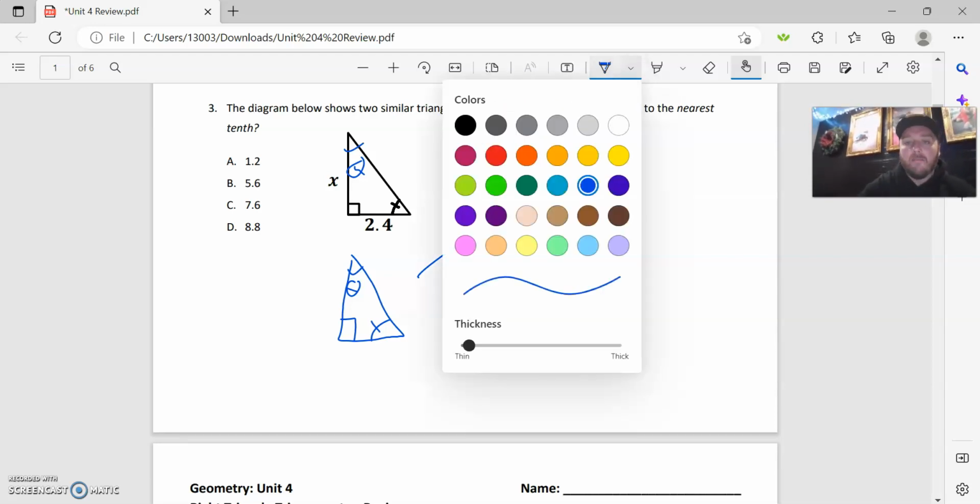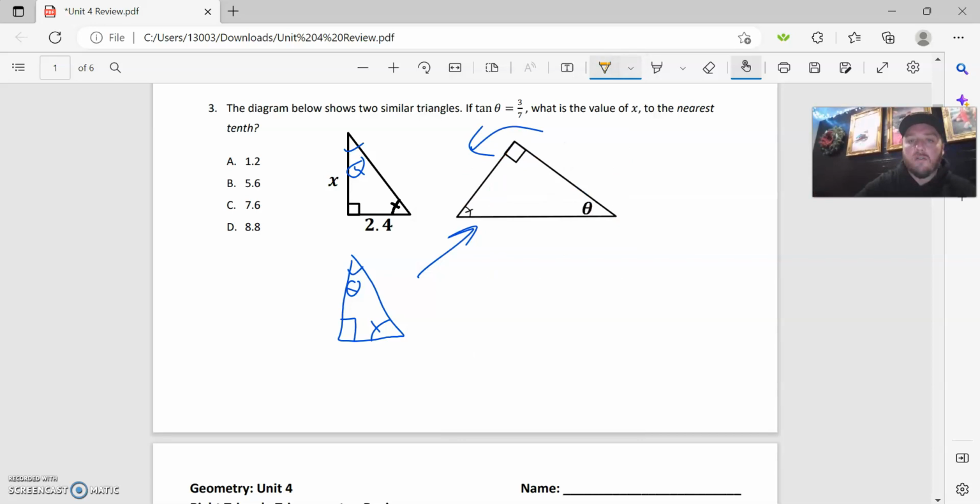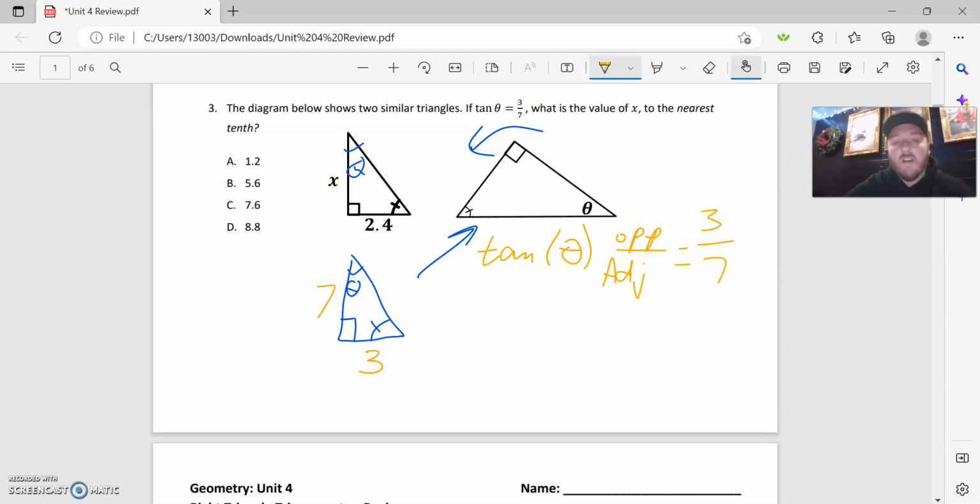Now, what I was going to start to do was call out the tangent ratio for theta, which we know is opposite over adjacent from our reference table. For theta, it tells us tangent theta here is 3 over 7. So that means that this triangle here is 3 over 7.